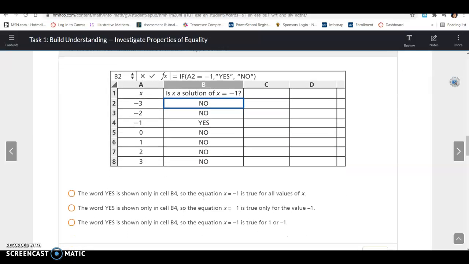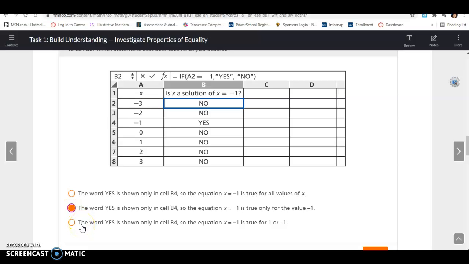So it says the word yes is shown only in cell B4, so the equation x equals negative 1 is true for all values of x. Well, it's not true for all values of x because you can see all of these are no except this one right here. So that one's not correct. The next one says the word yes is shown only in B4, so the equation x equals negative 1 is true only for the value negative 1. So that's probably the correct answer.